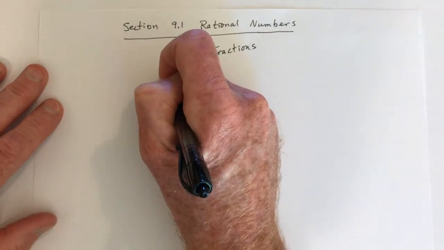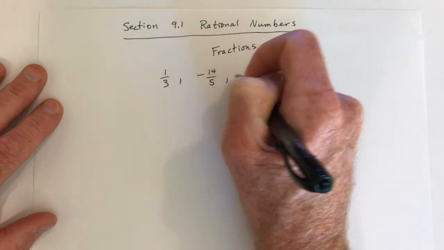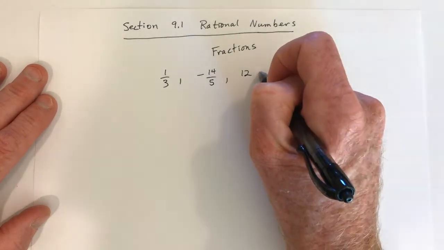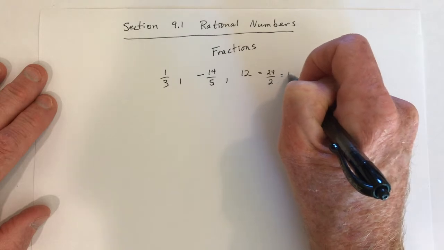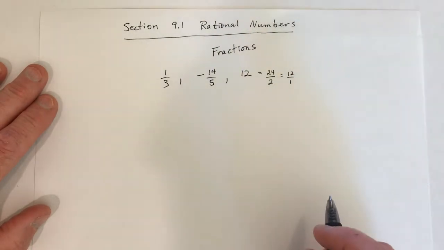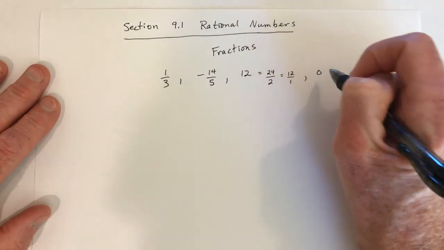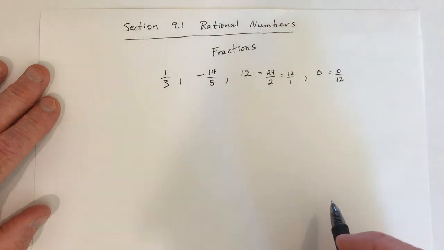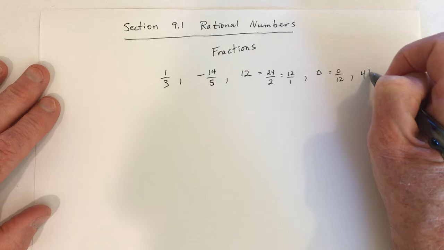So fractions could be anything like 1/3, negative 14 over 5, 12. 12 is a fraction because 12 is 24 divided by 2. Or 12 is 12 divided by 1. So any whole number is also a fraction. Even 0, because 0 divided by 12 is equal to 0. So 0 can be viewed as a fraction. And then there's even mixed numbers like 4 and 1/5.